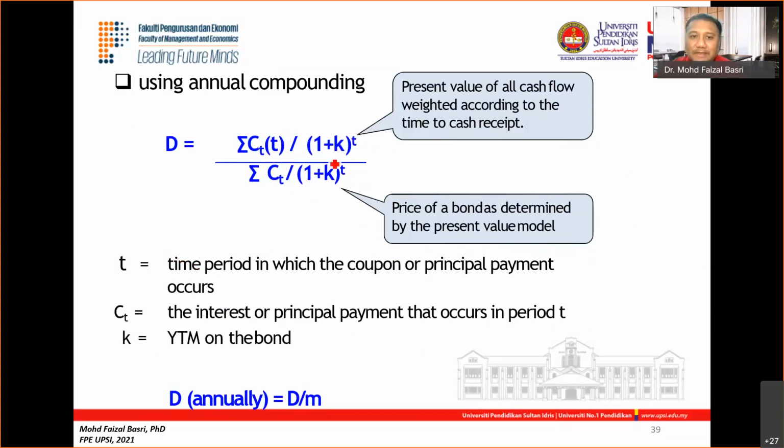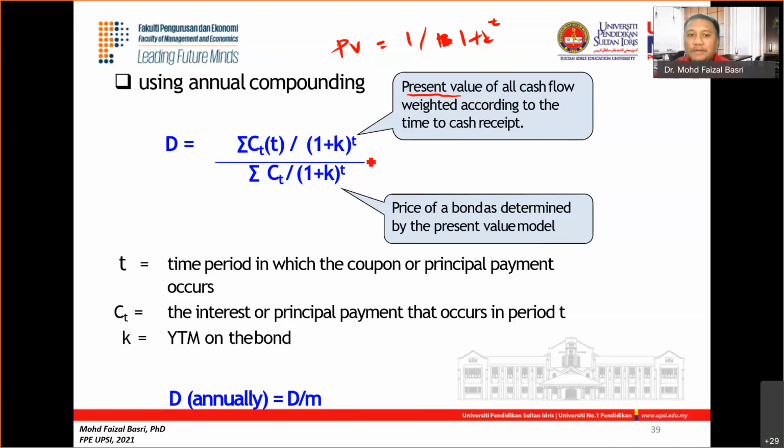So basically, we want to find the present value. When you see this formula, the present value formula is actually 1 divided by 1 plus k to the power of t. So this is the formula of present value. Okay, so if you substitute with the front part or the numerator part with C_t times t, then this is actually to find the present value of this value.